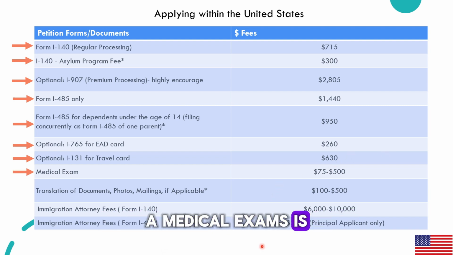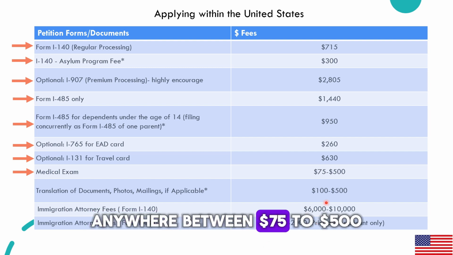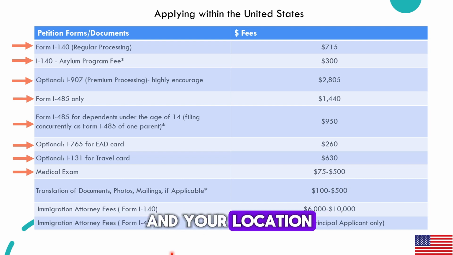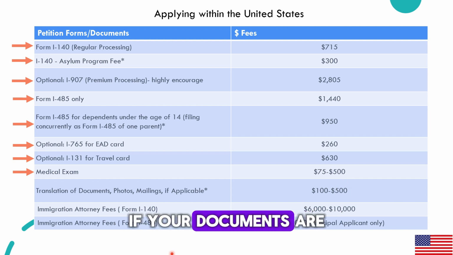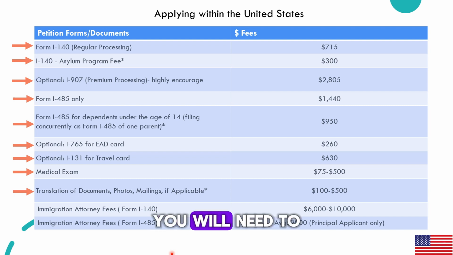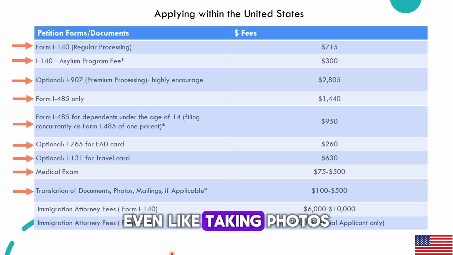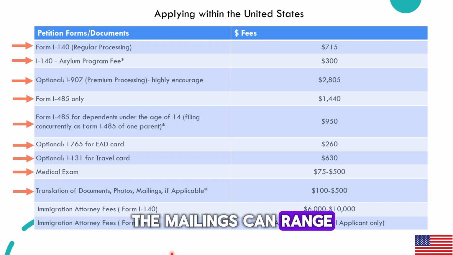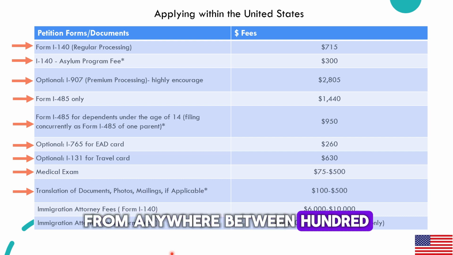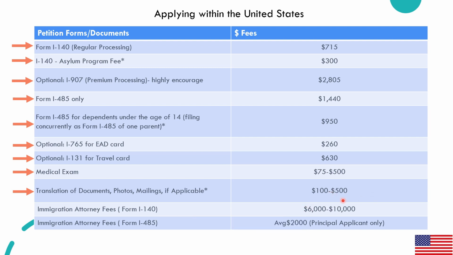A medical exam is also required for the adjustment of status process. The cost of medical exams in the US can range from anywhere between $75 to $500, depending on the provider and your location. If your documents are not in English, you will need to have them translated, and the cost of translation and even taking photos and mailings can range from anywhere between $100 to $500.